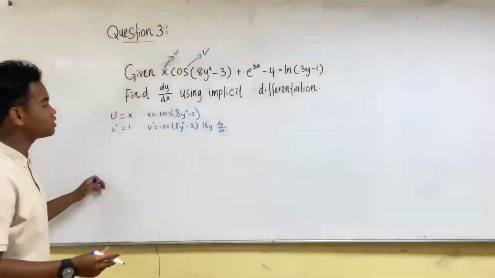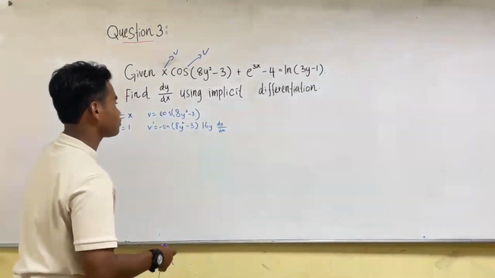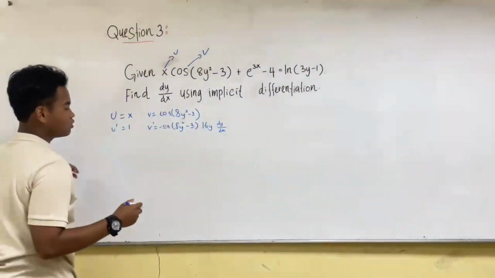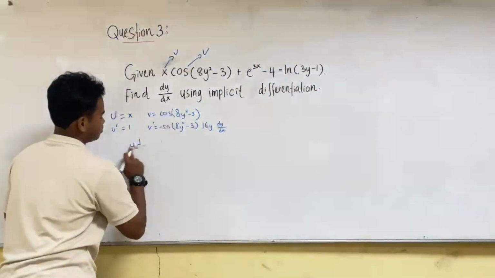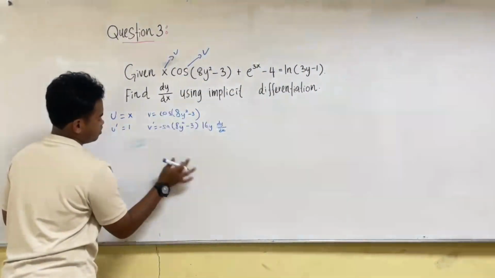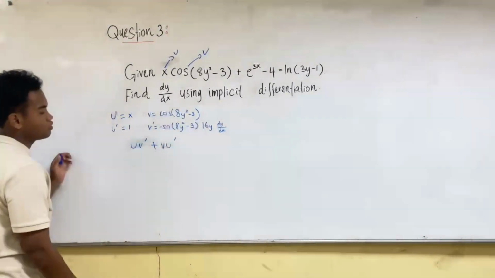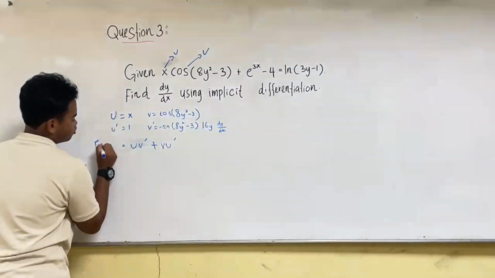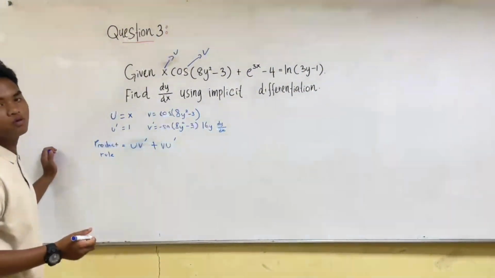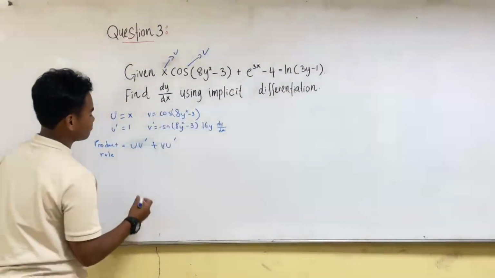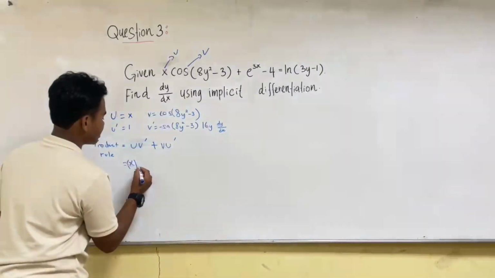So we have got the terms for the product rule. Now we need to apply them in the formula of the product rule, which is u v prime plus v u prime. So we need to fill in the information. Basically u is x. Don't forget the bracket.